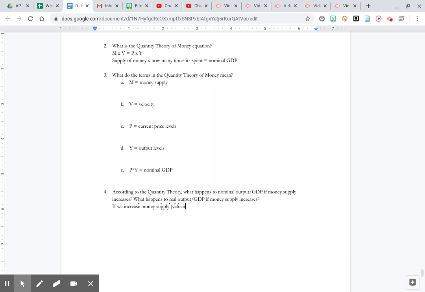So the implication is that if we increase the money supply and velocity is relatively constant, then we increase nominal GDP. Now the trick is to know that real output, or real GDP, doesn't change. The output variable, Y, stays relatively constant. So the implication is that if the supply of money increases, then the price levels will increase. So it explains the quantity of money relating to price levels.